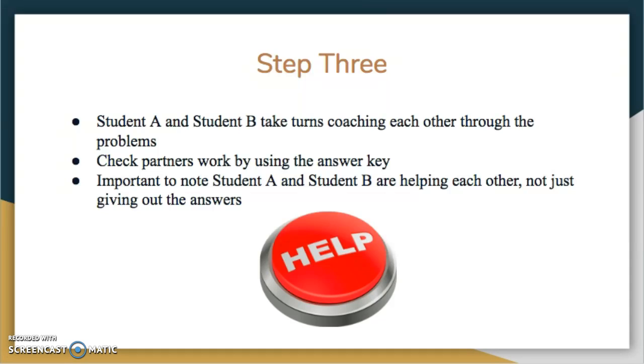For example, student A will complete his or her problems first, while student B coaches student A. Then the students can switch roles. Using the answer keys, students can check their partner's answers. Partners do not just give each other the answers, but support one another to reach the correct answer on their own. Have the player fold the answer key at the bottom of his or her sheet so their partner doesn't see the answer to his or her set of problems.